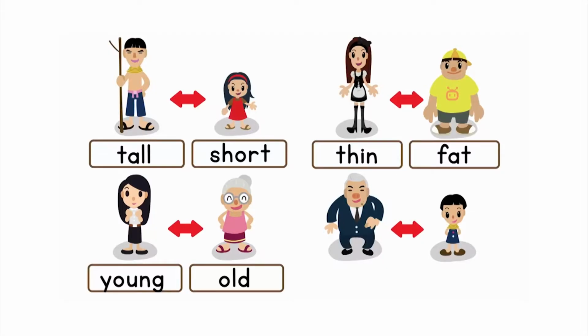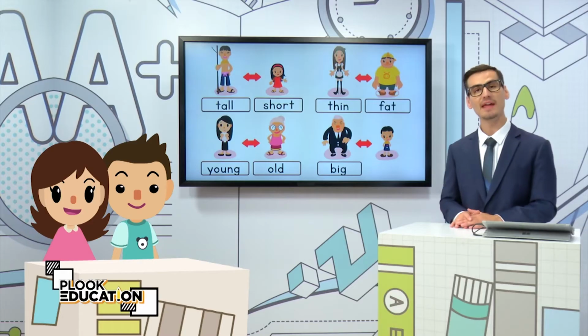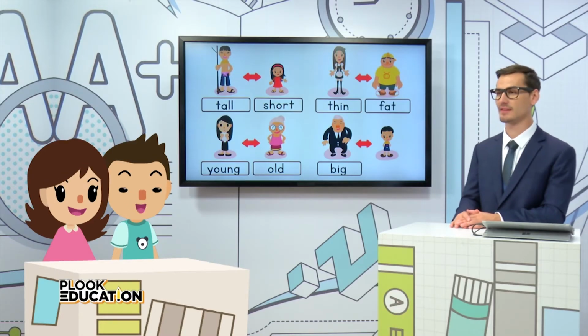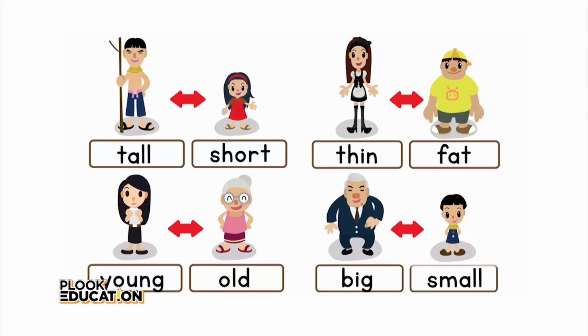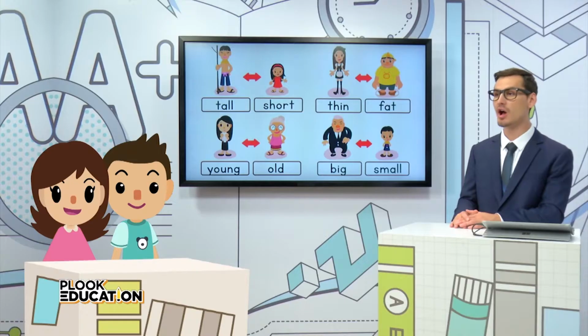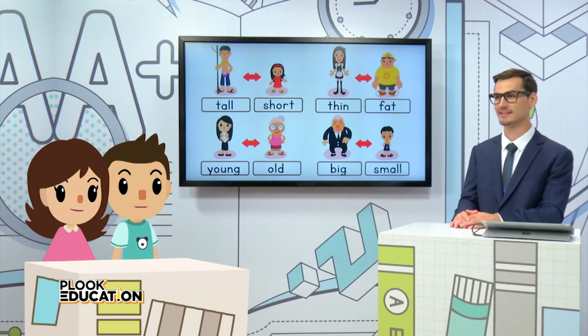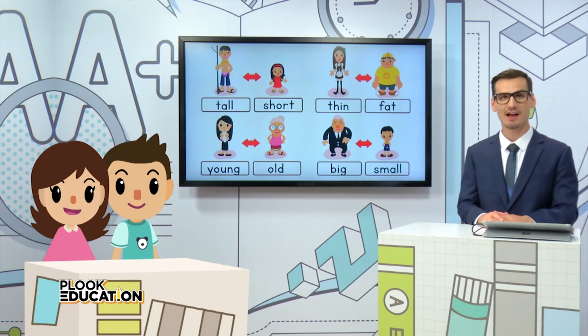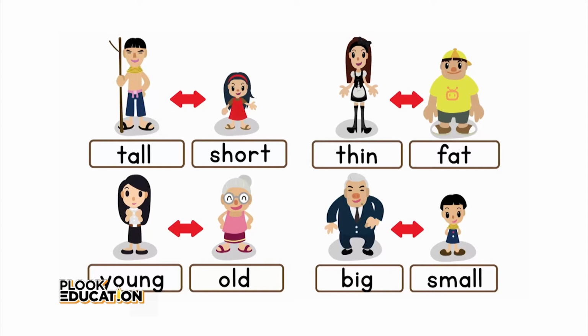Good job. And our last pair, we have big. Big, big, big. And small. Small, small, small. Good job. These are appearances and their opposites. Let's repeat all the names together.